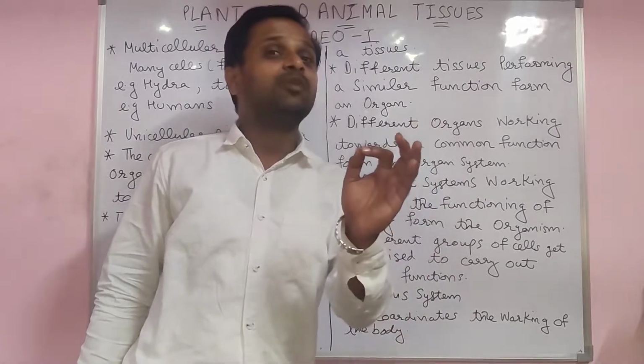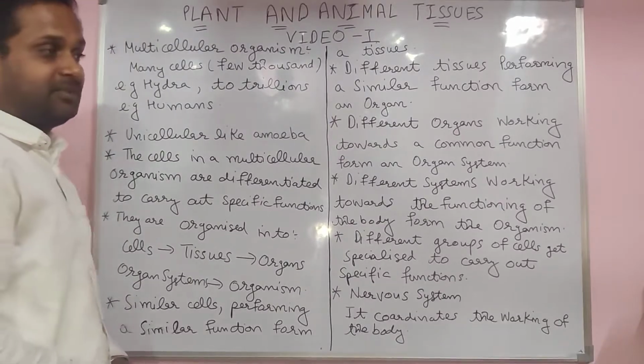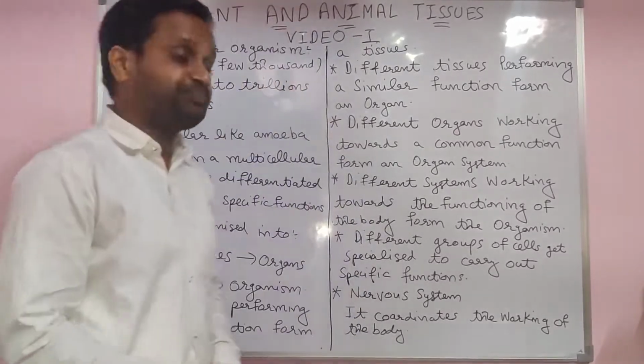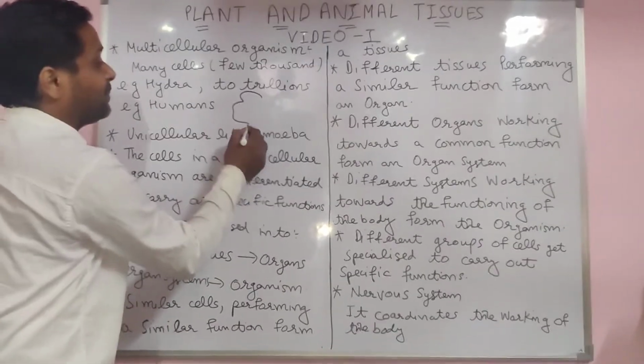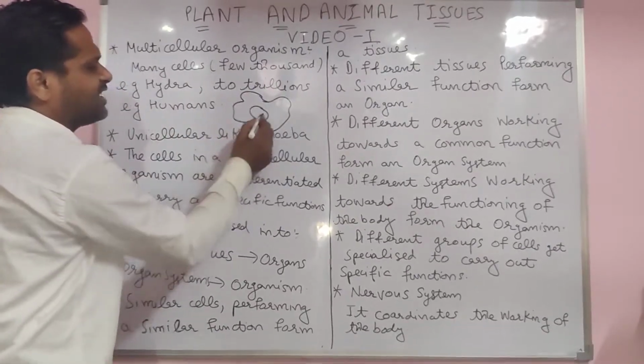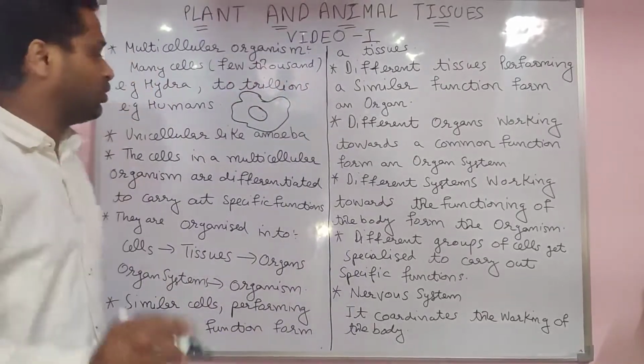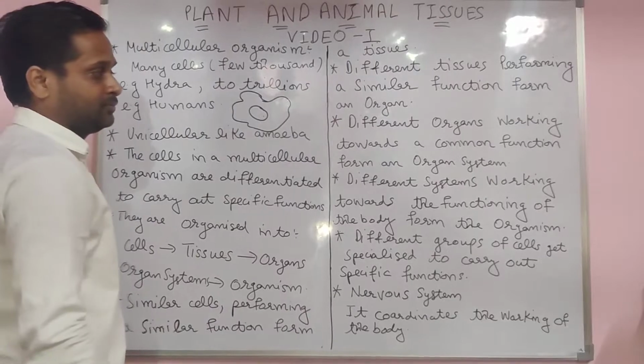Again, repeat: unicellular means made up of a single cell. An example is an amoeba, with a shape like this. In between, one nucleus is there. It is a single cell only. That's why it is called unicellular.